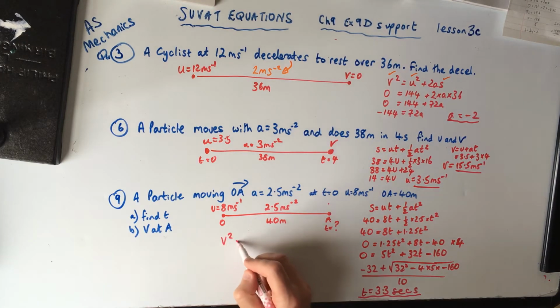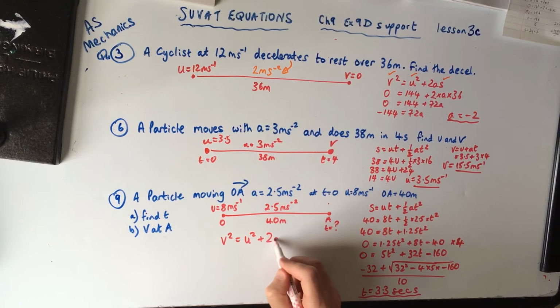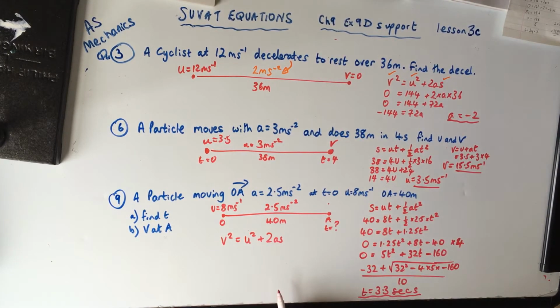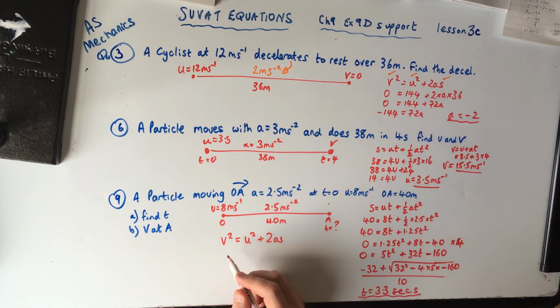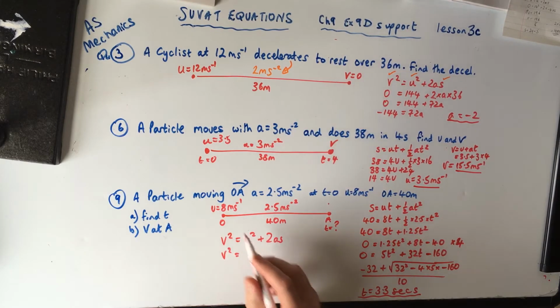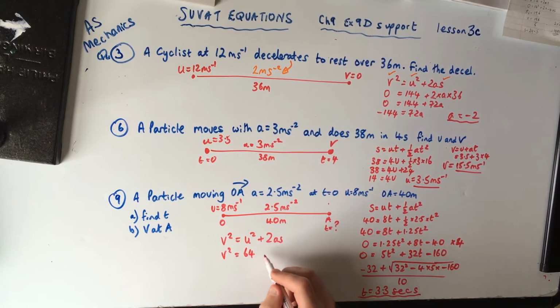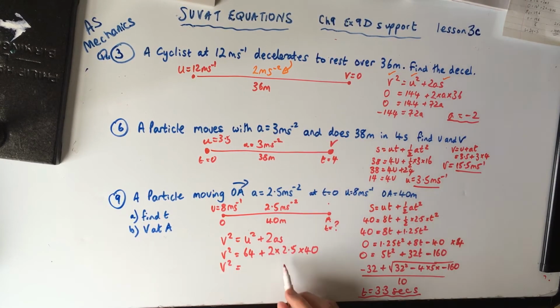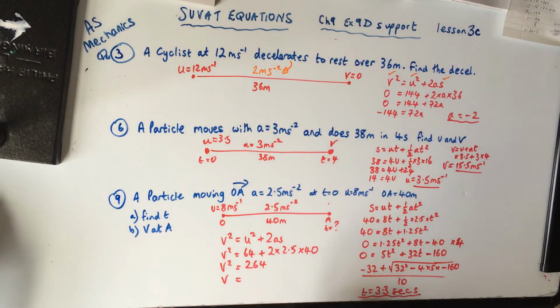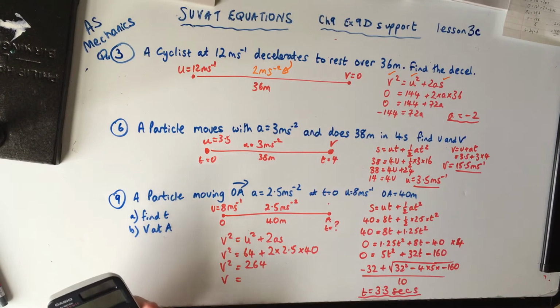So I'll use v squared equals u squared plus 2as to find the velocity at this point here. Now I'm not finding the velocity using the time, I'm finding the velocity using the distance it's travelled. So v squared equals u squared, which is going to be 64, plus 2 times 2.5 times 40. So v squared is equal to 5 4s are 200, so altogether 264. And so I'm square rooting that, and I only want the positive velocity. So square root of 264 equals 16.2.